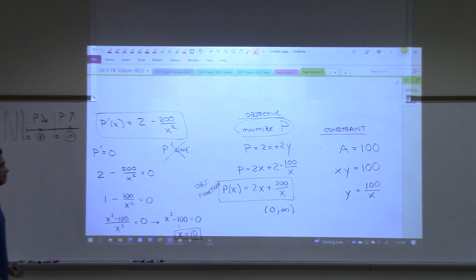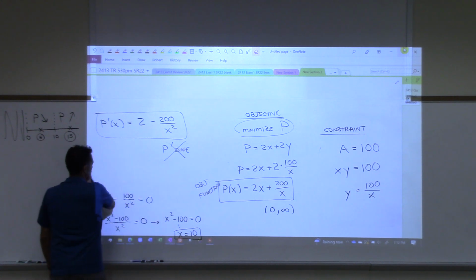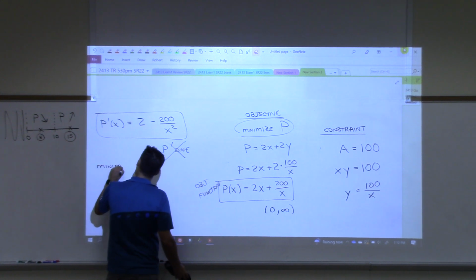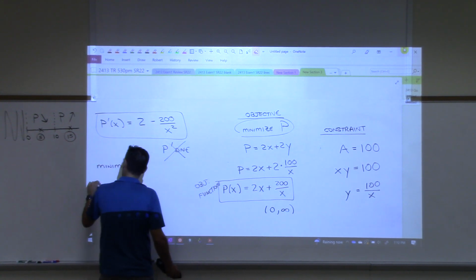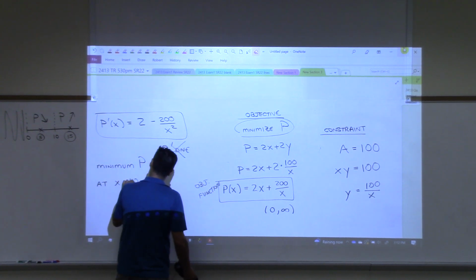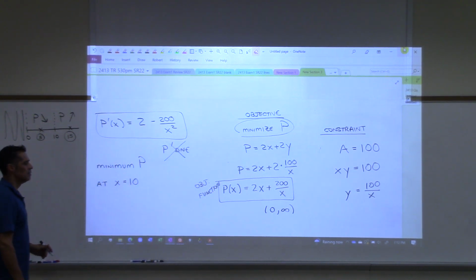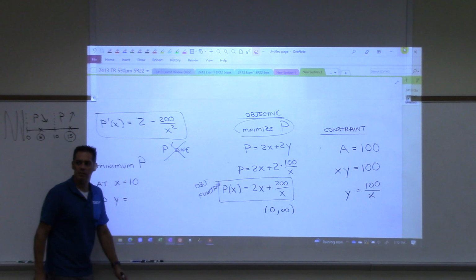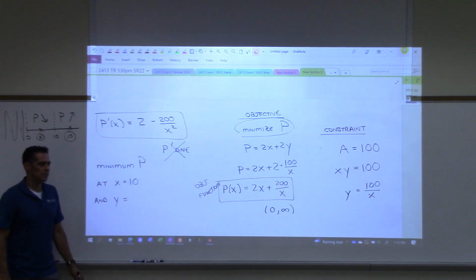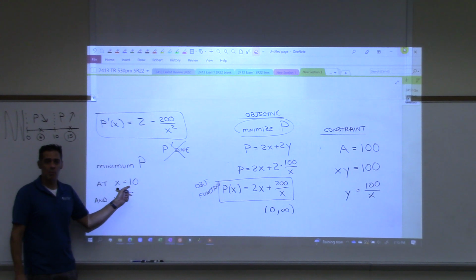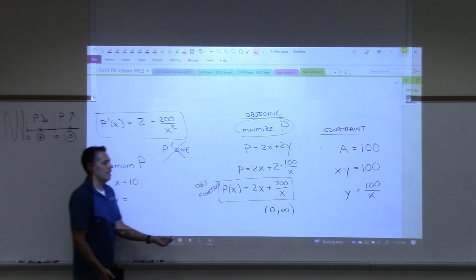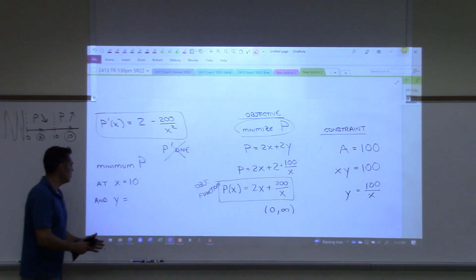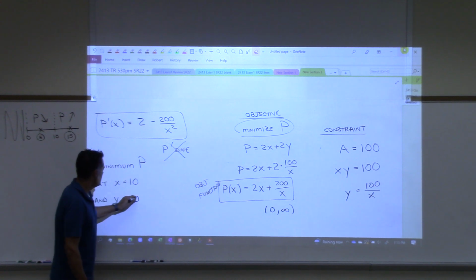So now we need to write the answer here. We have a minimum P at x equals 10, and y equals what? I know we have a minimum value of perimeter when x is 10. What's y? How do you get that? Right there. Your constraint will always allow you to solve for that other variable. So I go there, 100 divided by 10 is 10. So it's a square again.